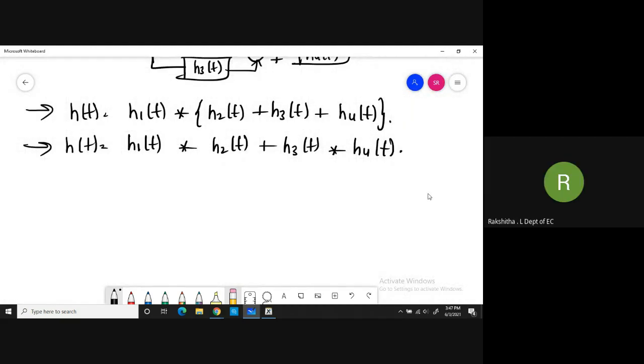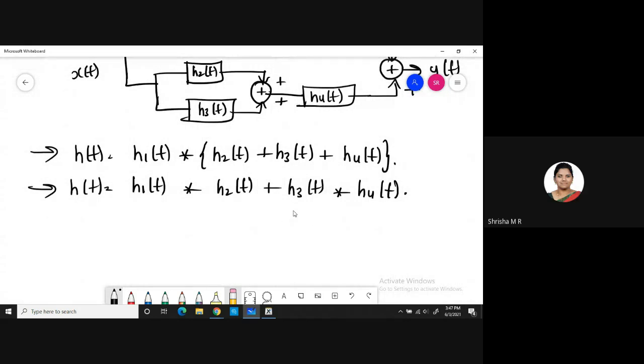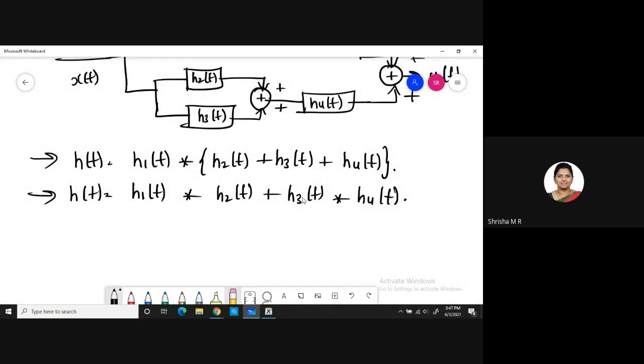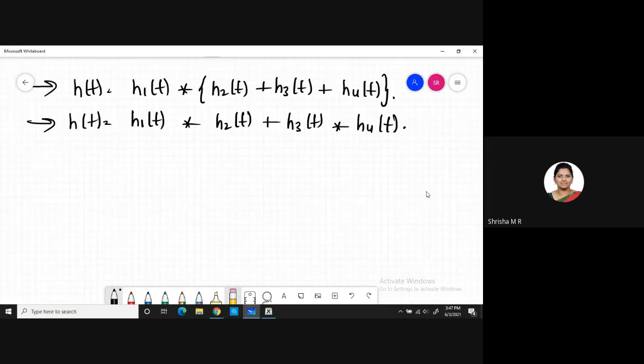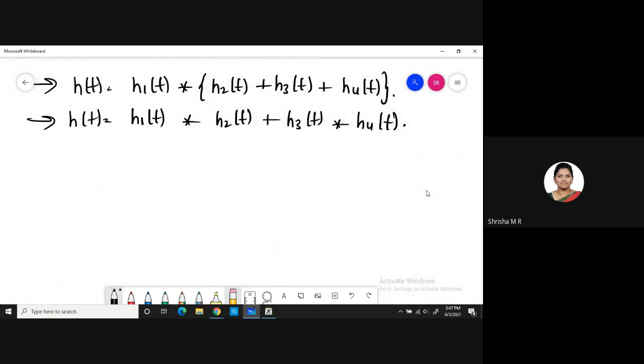Ma'am, is there any bracket for the last one, ma'am? No, there is no bracket. Directly they have given like this. You try these two. So these two are in parallel, h2 of t, h3 of t. For h2 of t, you have h1 of t in series. For h3 of t, you have h4 of t in series. That's all. Got it? Is it clear?